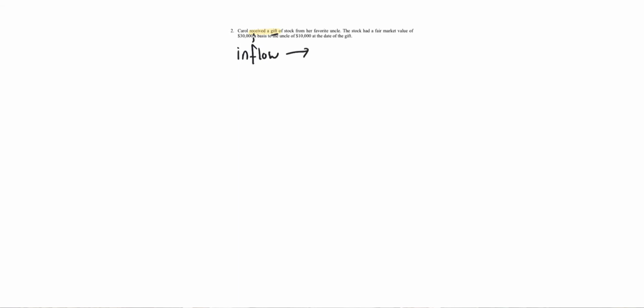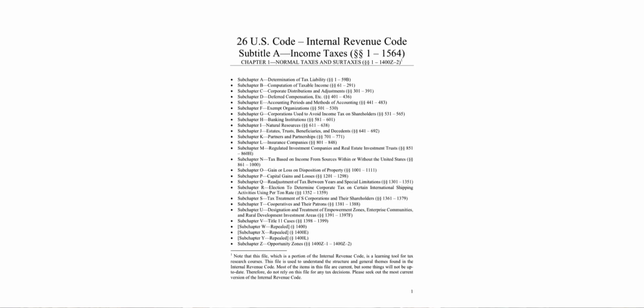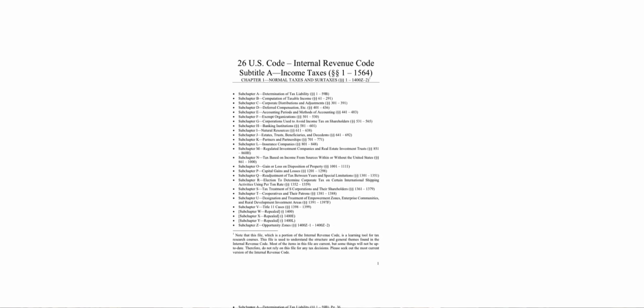So now we're going to look through our table of contents, and again, we're looking at inflow, so we're dealing with income. We're going to start at section 61, and then we're going to look to see if there are any possible exclusions as well. Okay, so let's go ahead and do that. So here's the beginning of the table of contents. Let's go down to subchapter B.